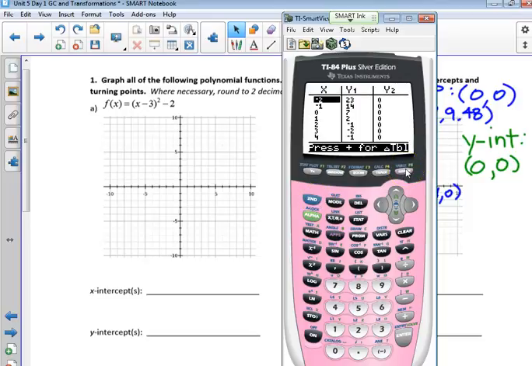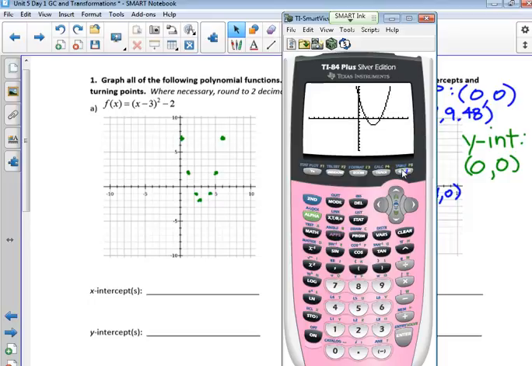To graph it, you go to second graph, and it gives you a table. Remember, I don't want to plot these negative 223. It's off of the graph. So I would plot 0, 7. I would plot 1, 2. 2, negative 1. 3, negative 2. 4, negative 1. 5, 2. 6, 7. Okay? And then I'm just going to connect the dots.